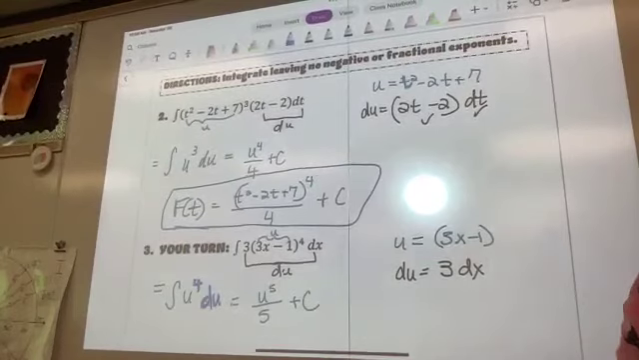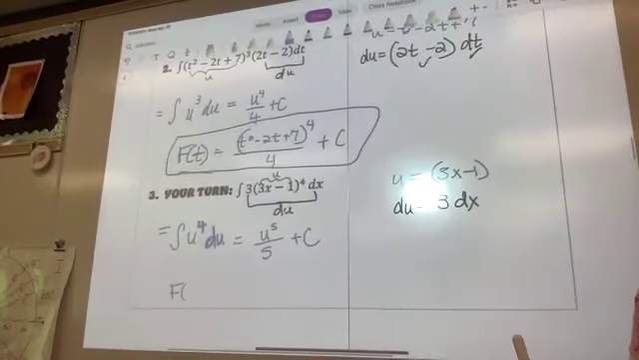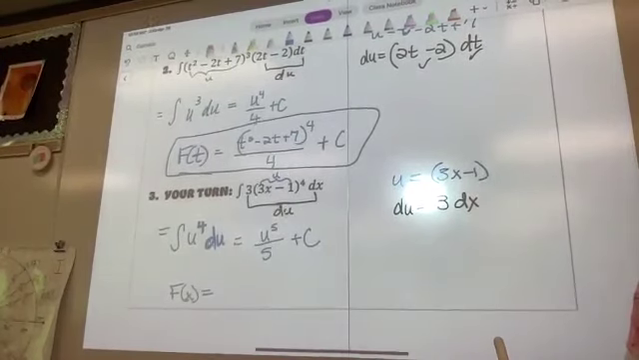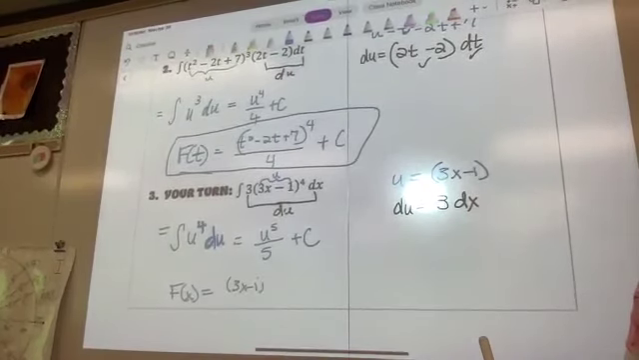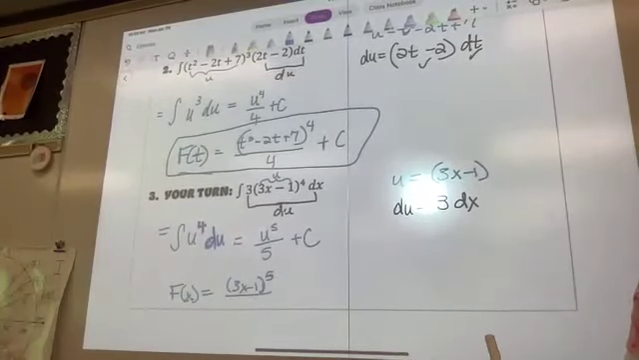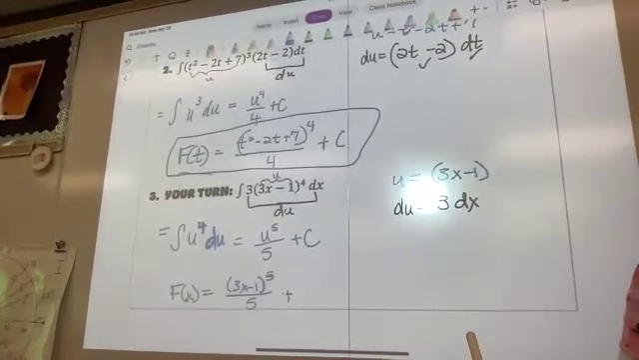Okay. I'm not done though, right? Put it in terms of x. It's going to be the quantity 3x minus 1 to the fifth over 5 plus c.